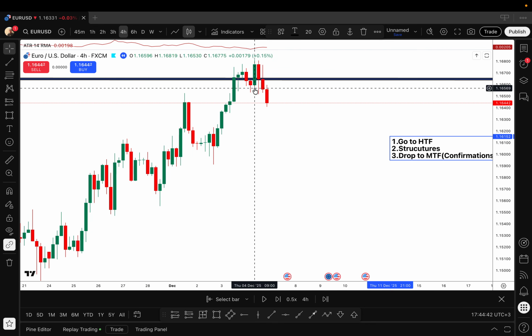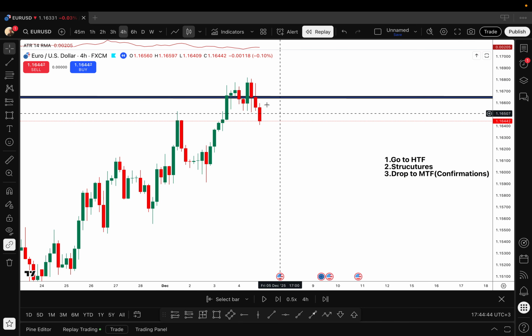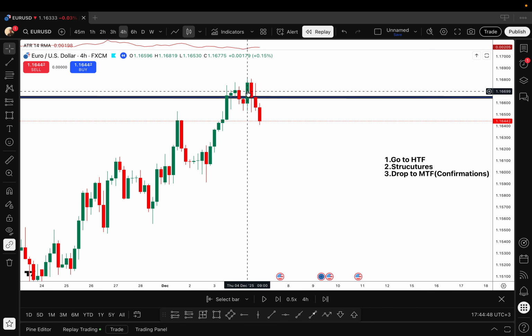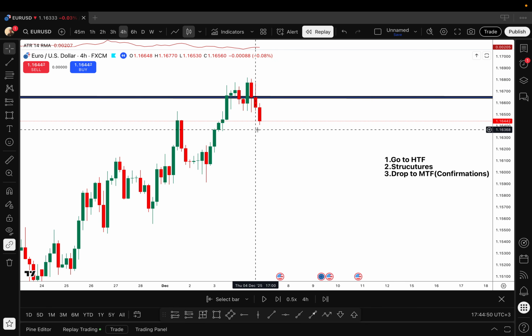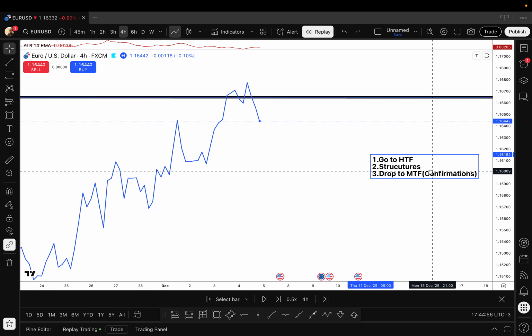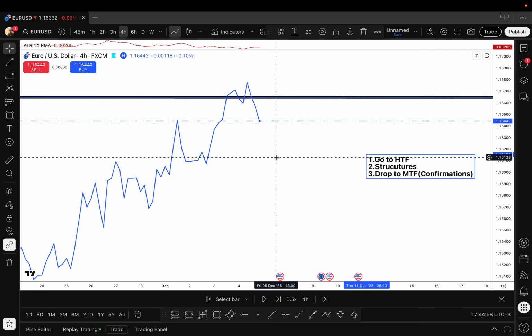Now price is currently up here. Which confirmations do you want from up here? Price has broken this. There is a high, a low, a higher high, and a lower low. This is a QM pattern showing reversal, and it is on the 4 hour. This is going to be our confirmation to drop down to the lower time frames.